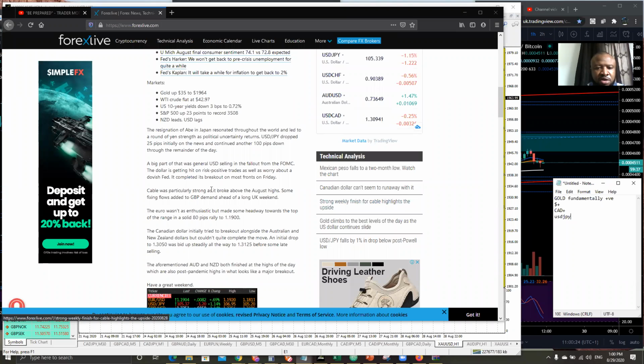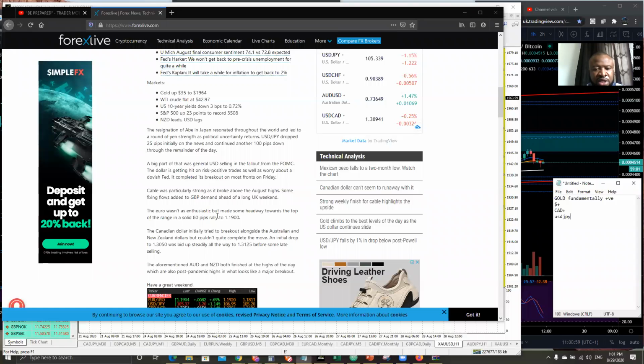The big part of that was general US dollar selling in the fallout from the FOMC. The dollar is getting hit on risk-positive trades as well as worry about a dovish Fed. It completed its breakout on most fronts on Friday. So the dollar is suffering. Cable was particularly strong as it broke above the August high. Some fixing flows added to pound demand ahead of the long UK weekend.